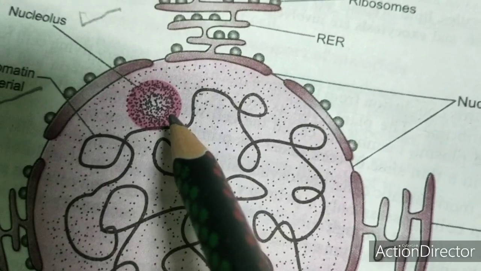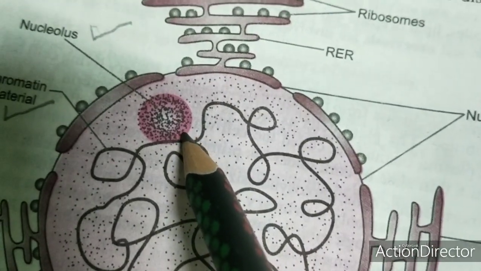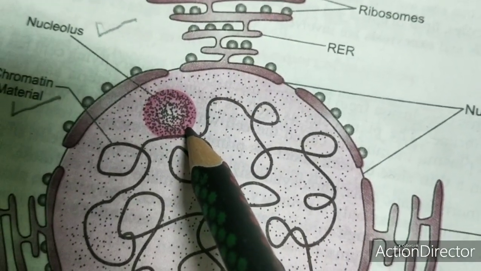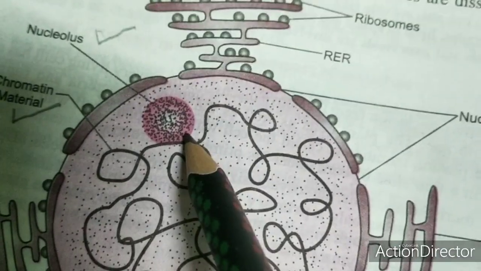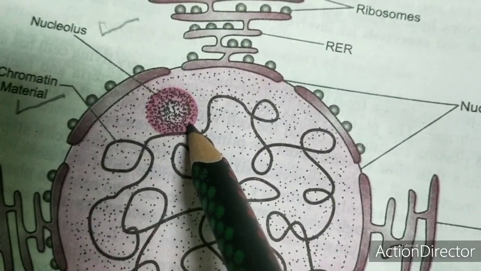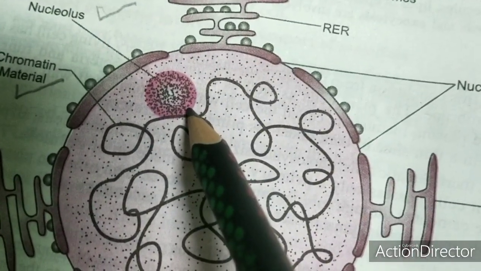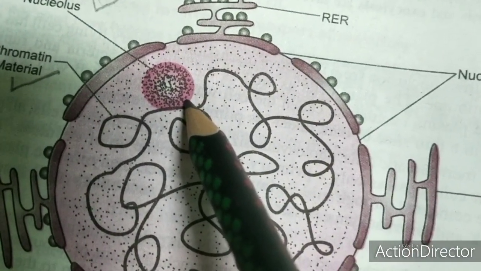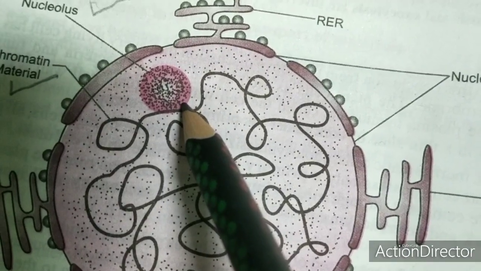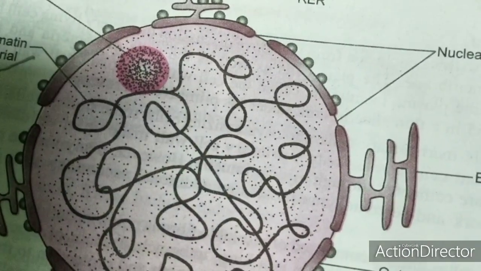Nucleolus is the control center of the nucleus, and this nucleolus has a prominent role during the cell division. It controls the functions during the cell division. This is the important function of nucleolus.